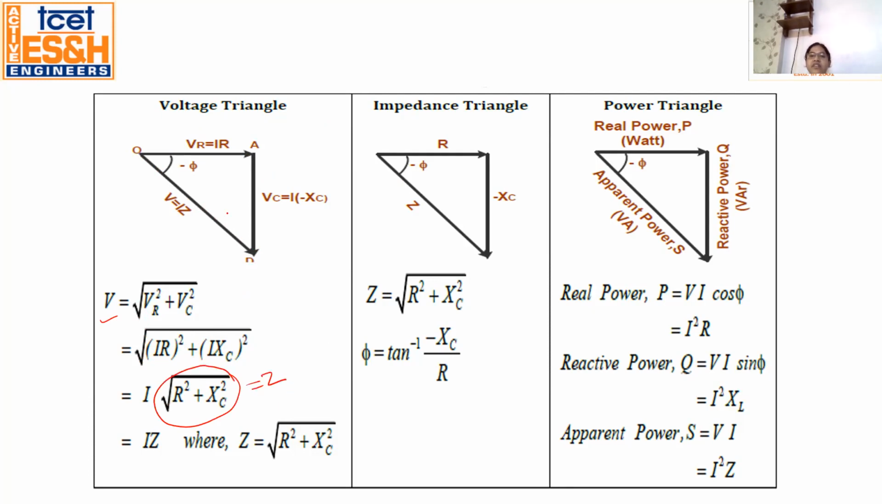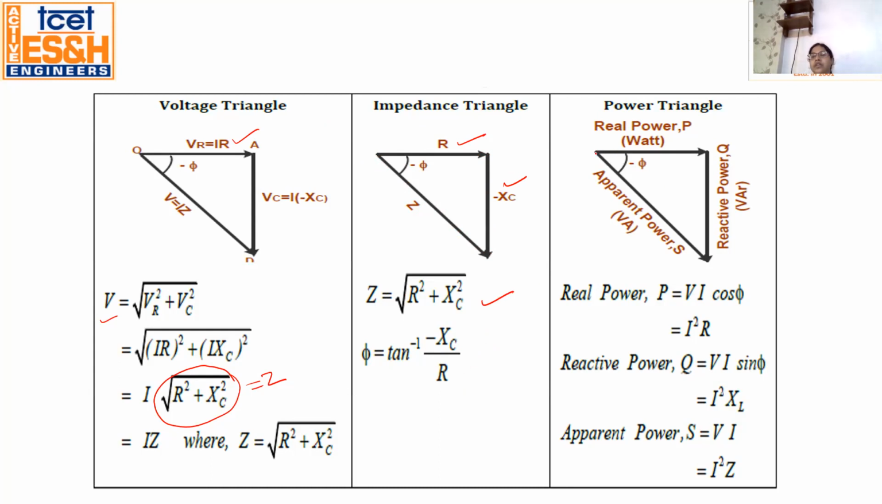Now the second thing is the impedance triangle. You also draw the R component. See, it is always in phase with the current. This is the XC component, which is always leading with the current. This is a vertical component here, and this is Z. And you can find phi from here. Phi is what? XC by R.